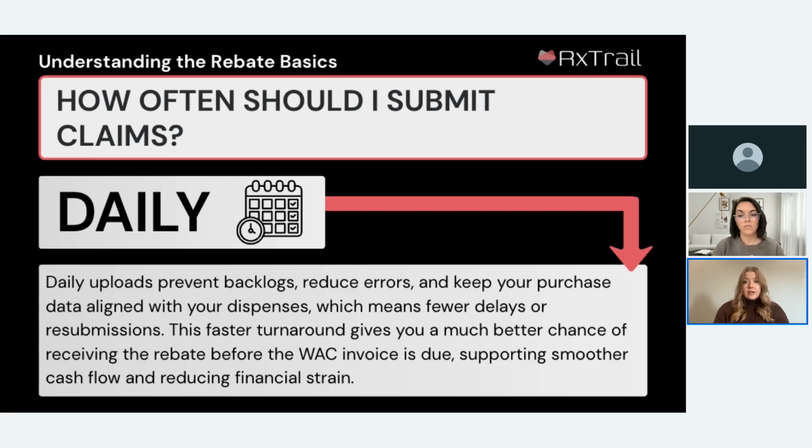And the faster turnaround time there gives you a much better chance of receiving the rebate before you even have to pay that wholesaler invoice for that WAC price drug. So the goal is just to help smooth the cash flow and reduce that financial strain on your entity by submitting more often and getting that rebate faster. I will point out that the required time frame for submission is 45 days from the date of dispense, similar to the current setup with ESP right now. So submitting faster and earlier also allows you more time to resolve any errors and resubmit those claims if necessary before you fall outside of that 45-day window past the dispense date. So daily is our recommendation for that.